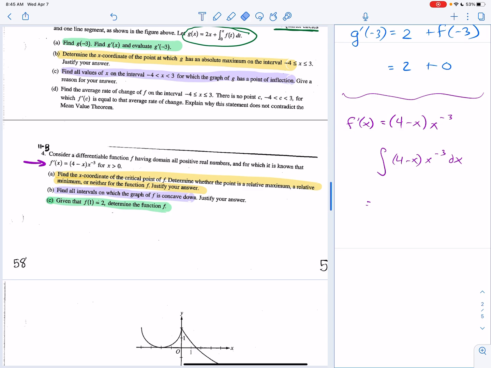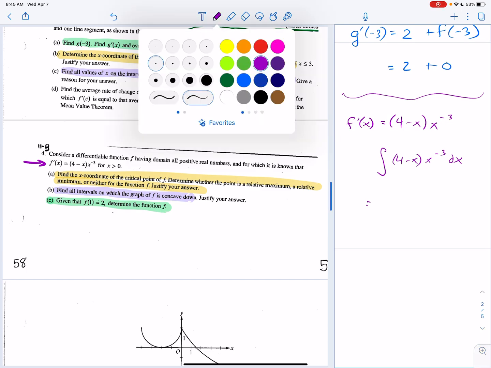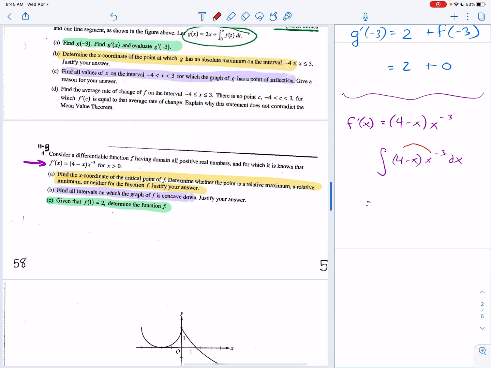So a lot of people think that this is u substitution, but remember, you only use u substitution generally when there's a function inside of another function. They wrote this one here to really make you work for the problem. This one, it would be more beneficial if you distributed the x to the negative 3 first. So 4 times x to the negative 3 is 4x to the negative 3.